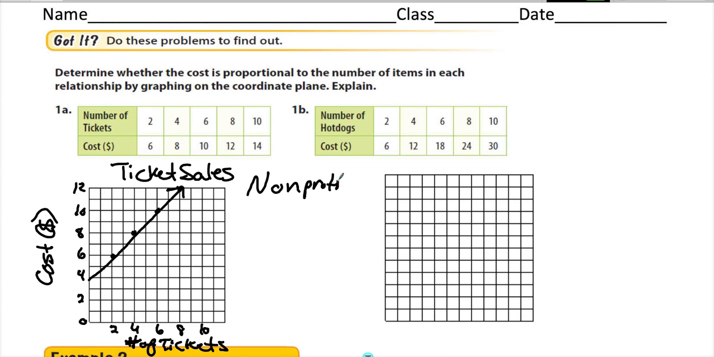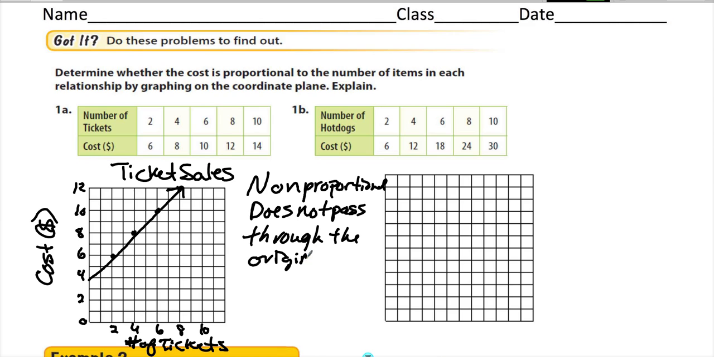Oops, I can't spell. Okay, so it's non-proportional because it does not pass through the origin. Okay? All right.